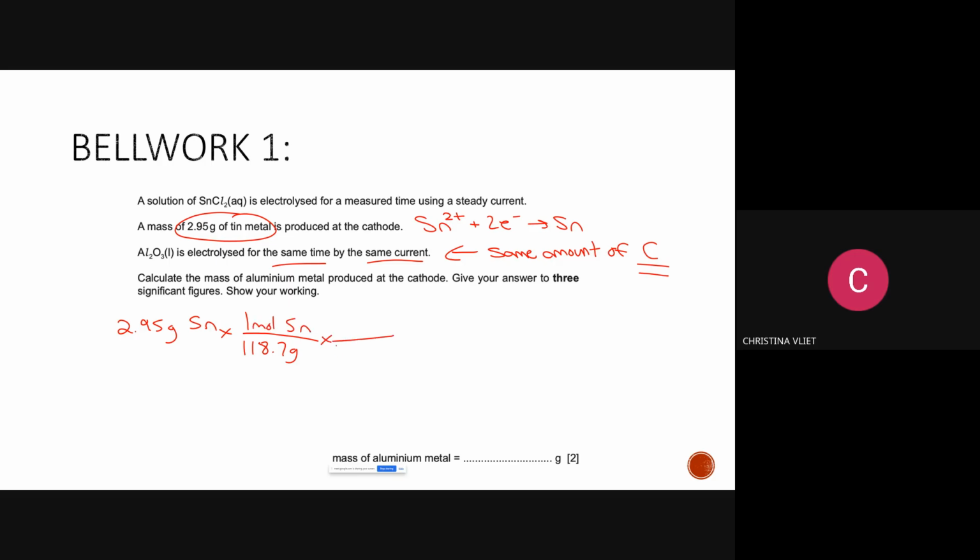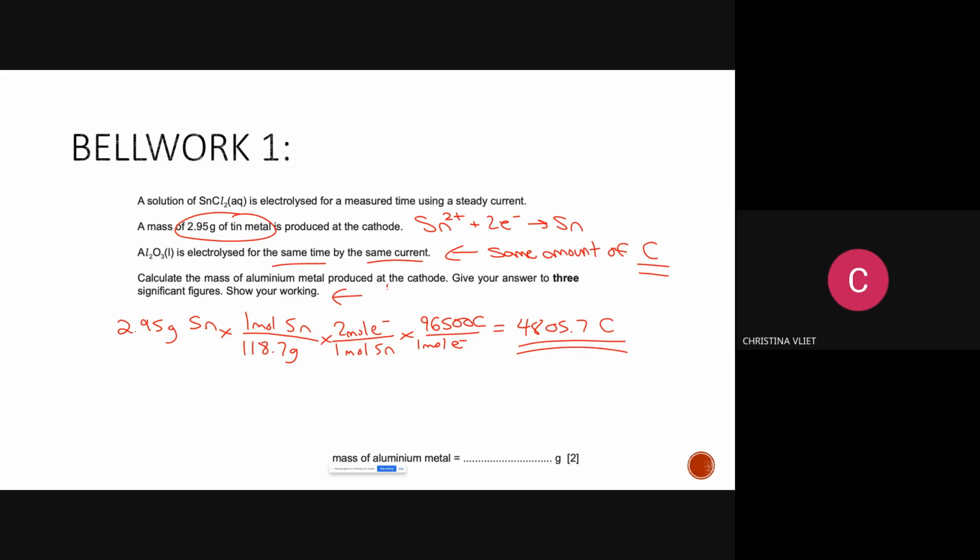And then we say 1 mole of tin is 2 moles of electrons. And then you can take it one step further and say that 1 mole of electrons is how many coulombs? 96,500. And so this gives us 4,805.7 coulombs. That's the amount of coulombs transferred for tin. The clue is that's the same amount of coulombs transferred for aluminium, right?